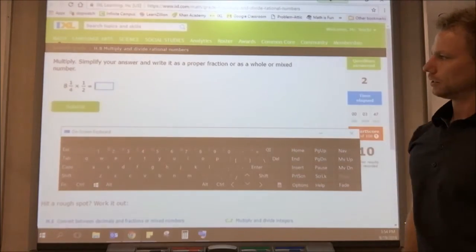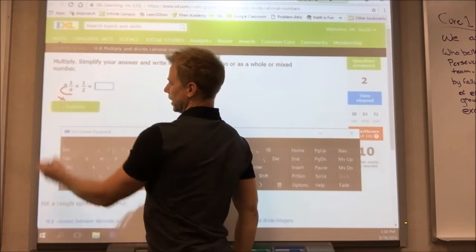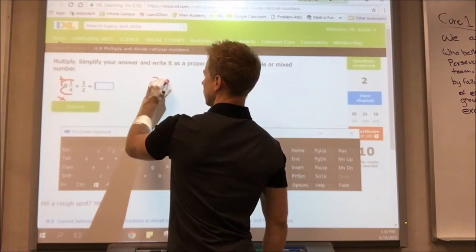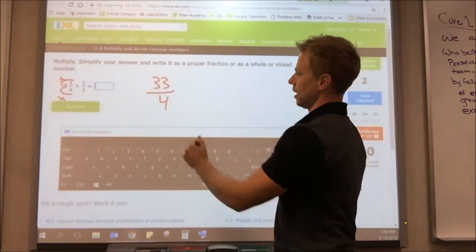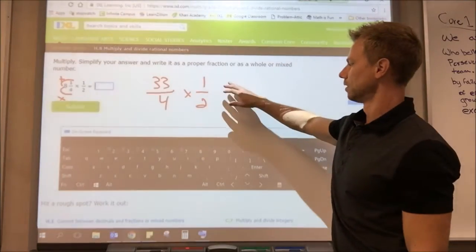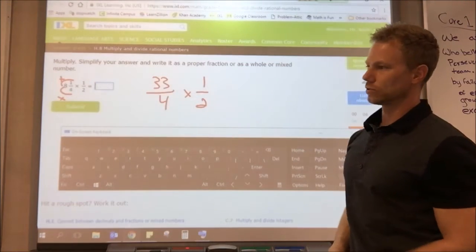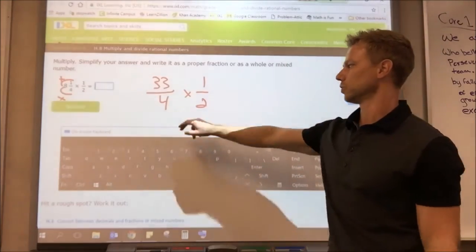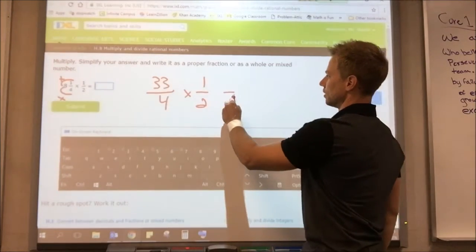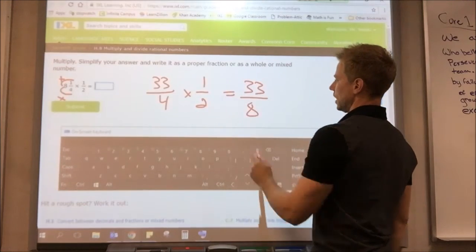And we'll try another one. We have a mixed number and a fraction again. So first I'm going to rock around the clock. 8 times 4 is 32, plus 1 is 33 over 4 times 1/2. Now I want to see if I can reduce anything. Again, I can't reduce this fraction. The only things that go into 33 are 3 and 11, which don't go into 4. I can't reduce anything here either. No cross canceling. So I multiply 33 times 1 is 33. 4 times 2 is 8.